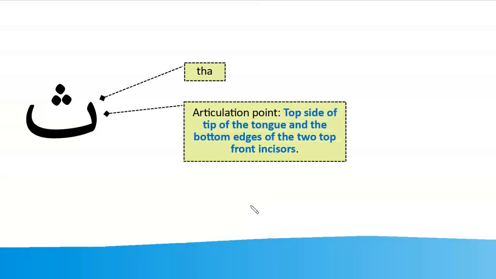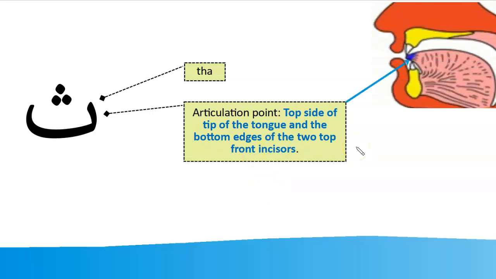Now the next one we have here is called tha. Tha comes from the top side of the tip of the tongue and the bottom edges of the two top front incisors, like so. In the case of tha, we have to make sure we stick the tongue slightly out of the mouth, so it makes the tha sound. If the tongue stays inside, it's going to be sa. That's another different letter entirely. It makes it difficult for us to pronounce tha correctly when we don't stick the tongue out.